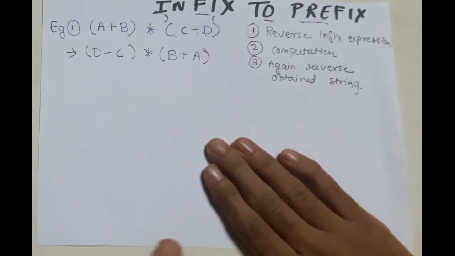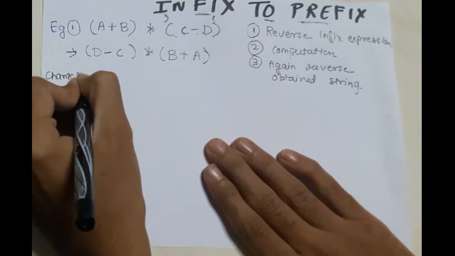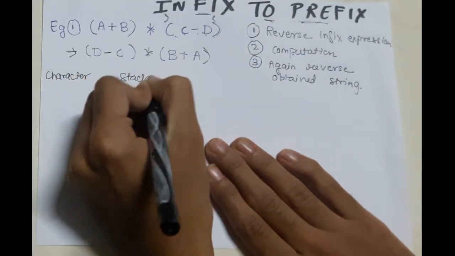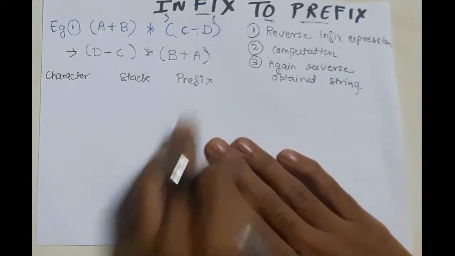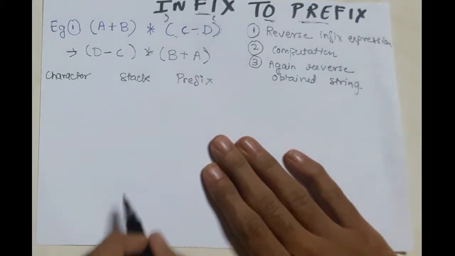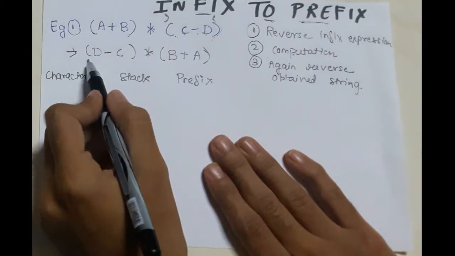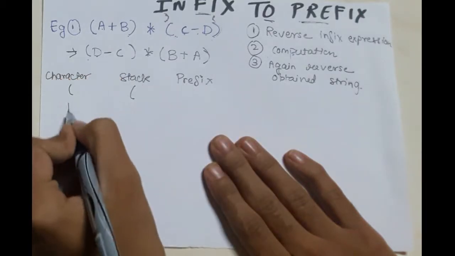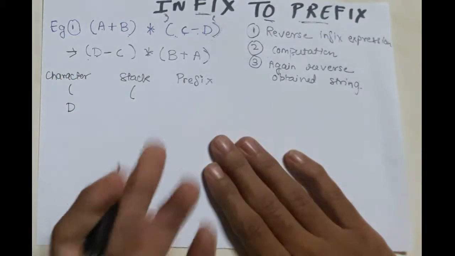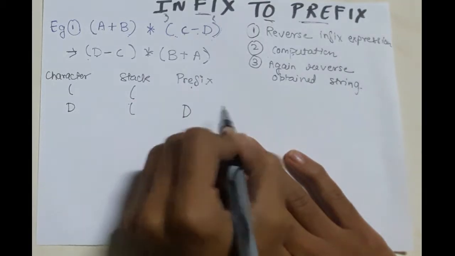After that, same as that of infix to postfix, here also we have to maintain three columns: character, stack and prefix, because we are converting into prefix, so we'll write here as prefix. Okay, now we'll start reading the characters from left to right. The first one is the parenthesis, so we'll push it into the stack. The second one is D, so D is an operand, so we'll add it into the prefix expression, right? Same as that of postfix.